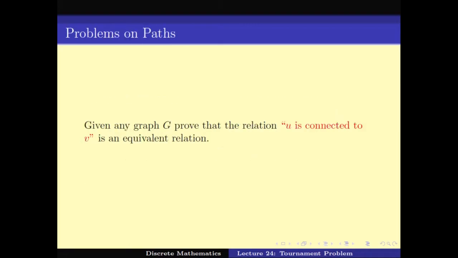So one problem that I would like to assign you is to prove that the relation U is connected to V is an equivalence relation. Okay, so we have looked at equivalence relations in our first week. And this relation means that U is related to V if U is connected to V. Prove that it is an equivalence relation. Right?